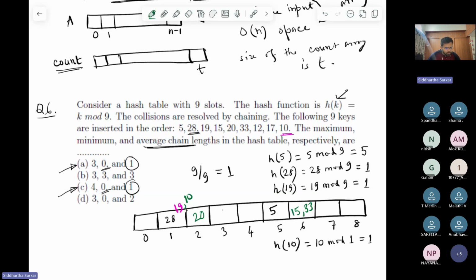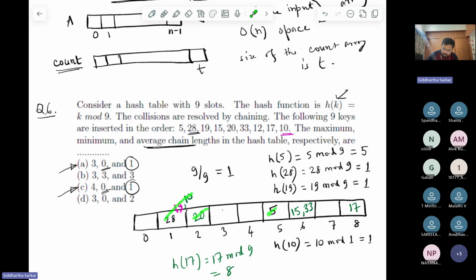Seventh slot, there is nobody. Eighth slot, 17. Yeah, because what is h of 17? 17 mod 9. Divide 17 by 9, you get 8 as remainder. So it will go there. So I've put all the 9 numbers.